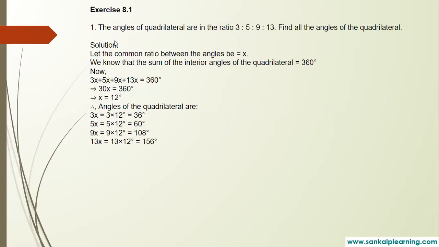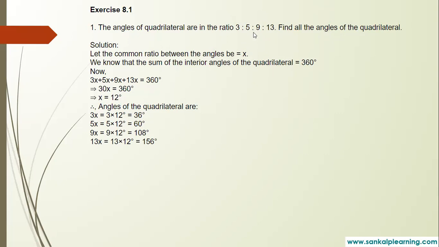Exercise 8.1. First one: the angles of a quadrilateral are in the ratio 3:5:9:13. Find all the angles of the quadrilateral. I have already told you, if they are given in ratio form, you have to take them as 3x, 5x, 9x, and 13x. Here they have given the angles in the form of a ratio. Now you have to find all the angles, children.